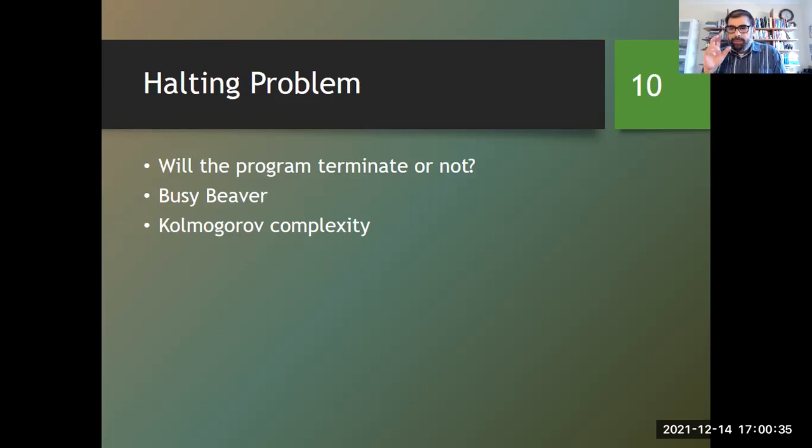So the busy beaver problem is this: if we say we have to write a 4-line program that will generate the maximum output, what is that program that will generate the maximum output? We cannot find that out. That's another problem that's not computable. So there are many such problems that sometimes look simple, but actually they're not computable.